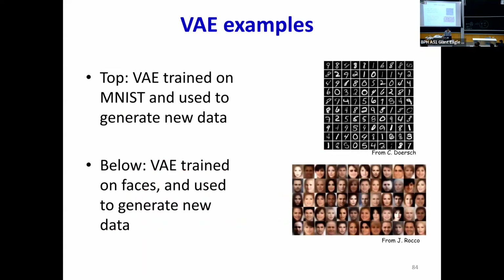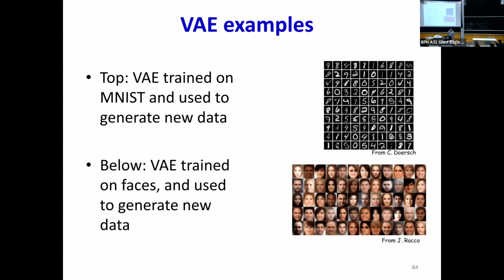So here are some examples from the original VAE paper. The top one was a VAE trained on the MNIST data, and they used it to generate new data, and you can see that it actually generates perfectly good digits. The second one was a VAE trained on faces, and you can see that it generates fairly good faces. Now, what is the one characteristic that you see about these things? Are these detailed, or are they blurry?